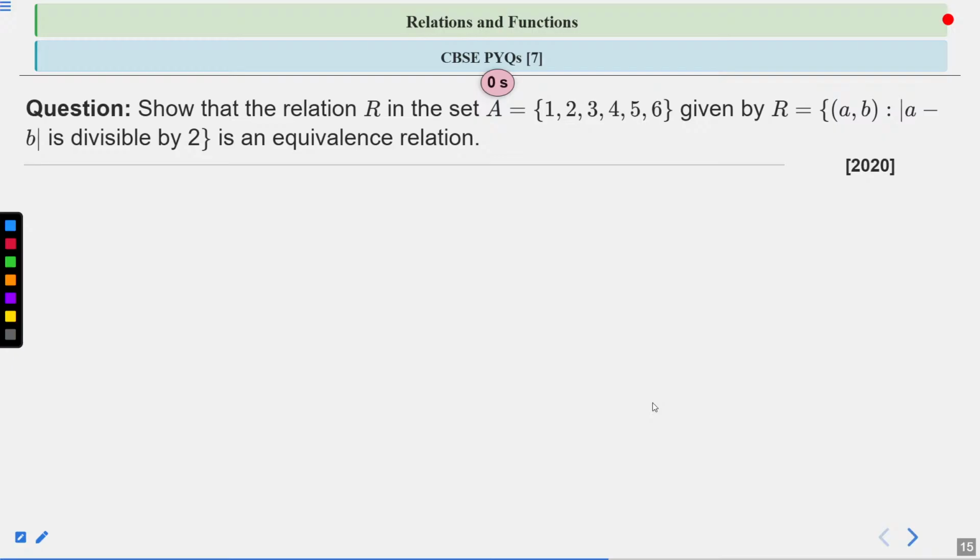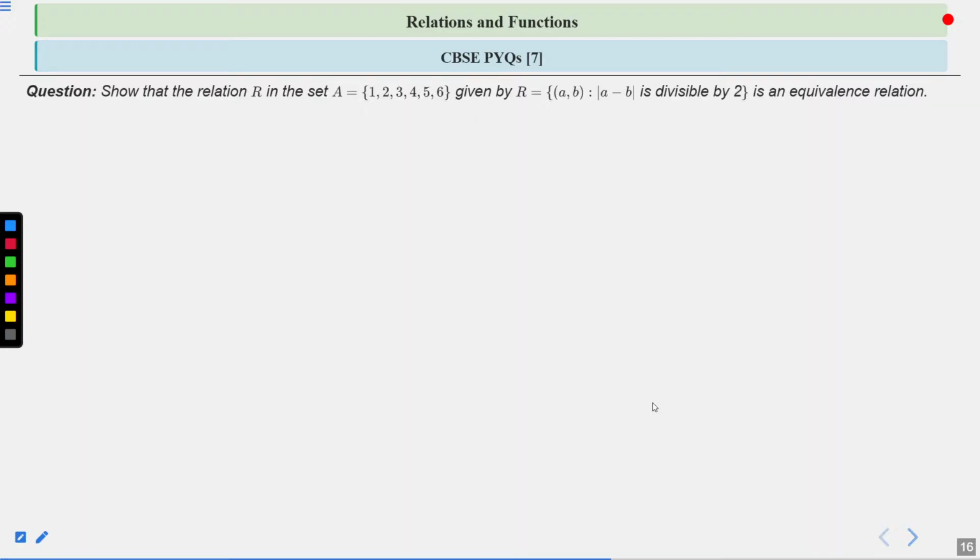Okay, let us move to the solution part. The question was, show that the relation R in the set A, where A is {1, 2, 3, 4, 5, 6}, given by R = {(a, b) : |a - b| is divisible by 2}, is an equivalence relation. So let us move to the solution part.